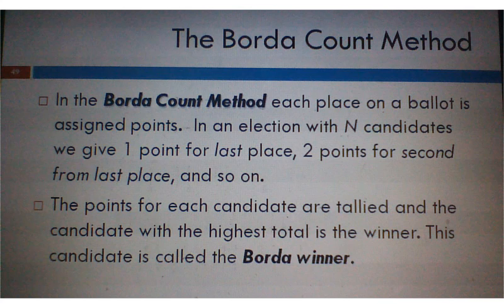At the end, you'll just take the number of people who voted the same way, multiply that by those points, and then add everything up for each candidate. And the person with the highest number of points is the Borda winner.